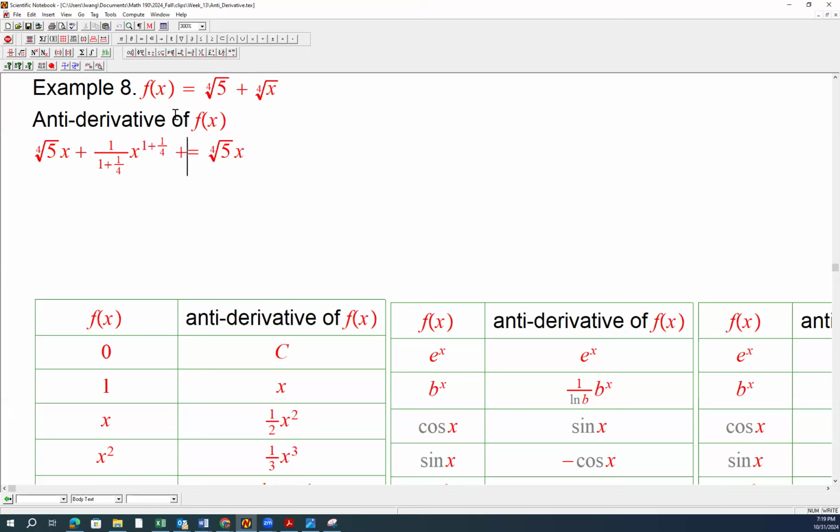Don't forget the constant. Plus the second one, plus 1 plus 1 quarter is 4/4 plus 1/4. So this is going to be 5 quarters under 1, and x raised to the power of 5 quarters. 1 over 5 quarters is 4/5.